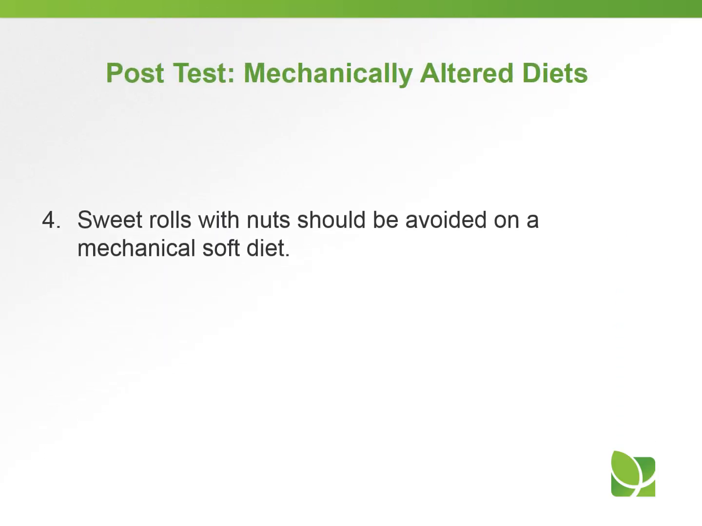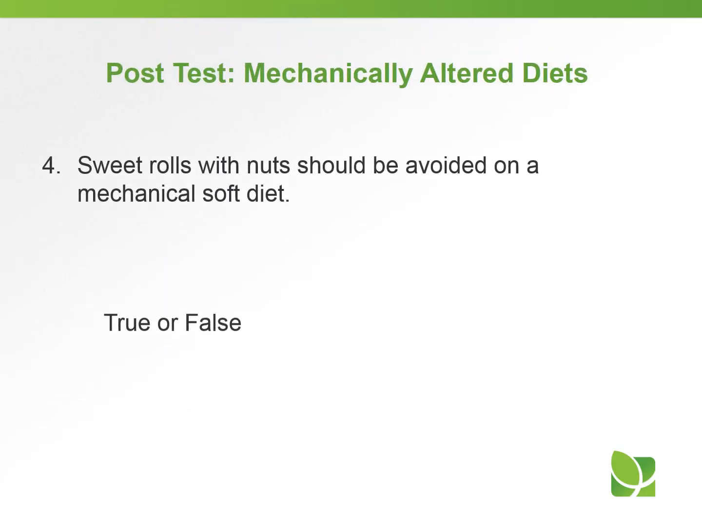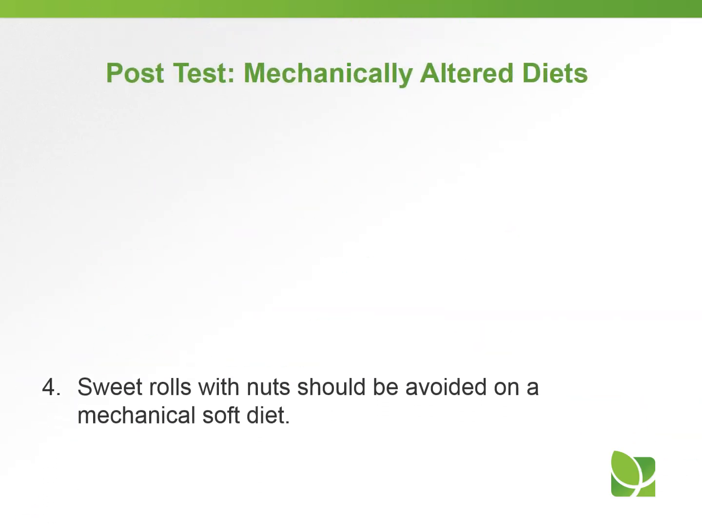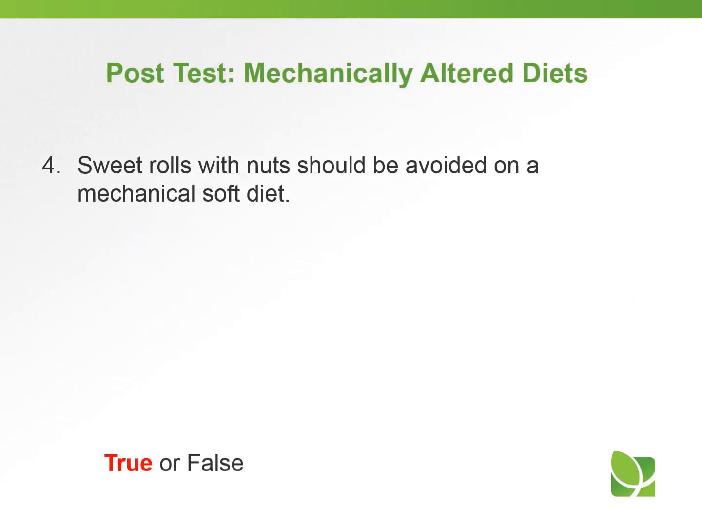Question number 4. Sweet rolls with nuts should be avoided on a mechanical soft diet. True or false? The answer to question 4 is true. Sweet rolls with nuts should be avoided because the nuts could cause choking, so we want to avoid any nuts or seeds on a mechanical soft diet.